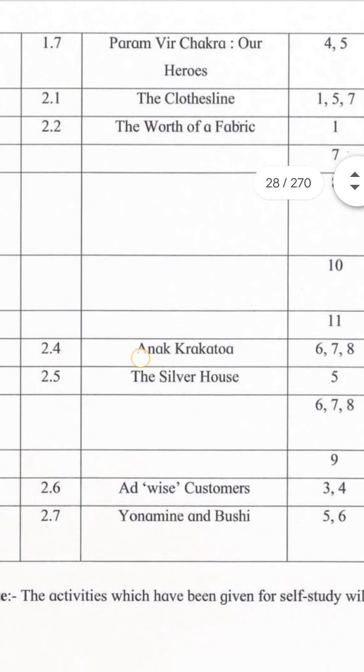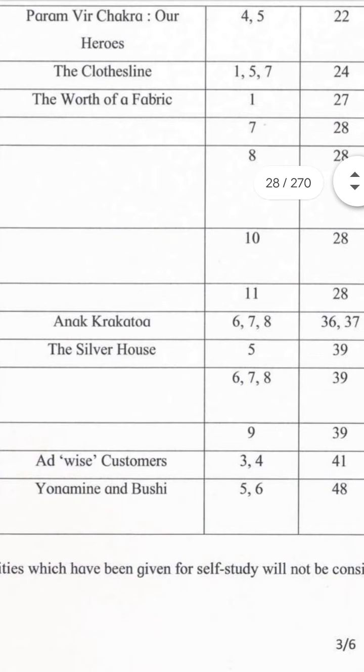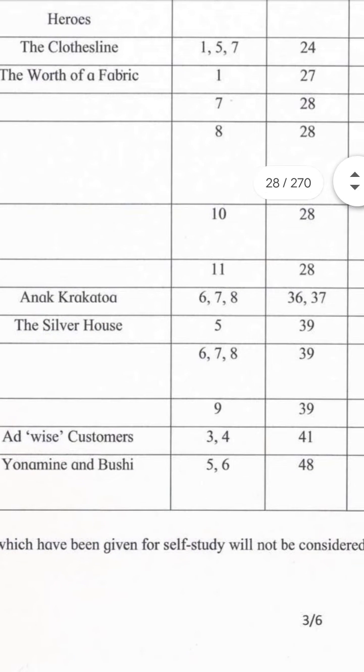Then 2.2, the worth of a fabric. In this, questions 1, 7, 8 and 10 and 11. So 1, 7, 8, 10, 11. These are the questions which are not there, omitted. That is, they are for self-study, which falls on page number 28.